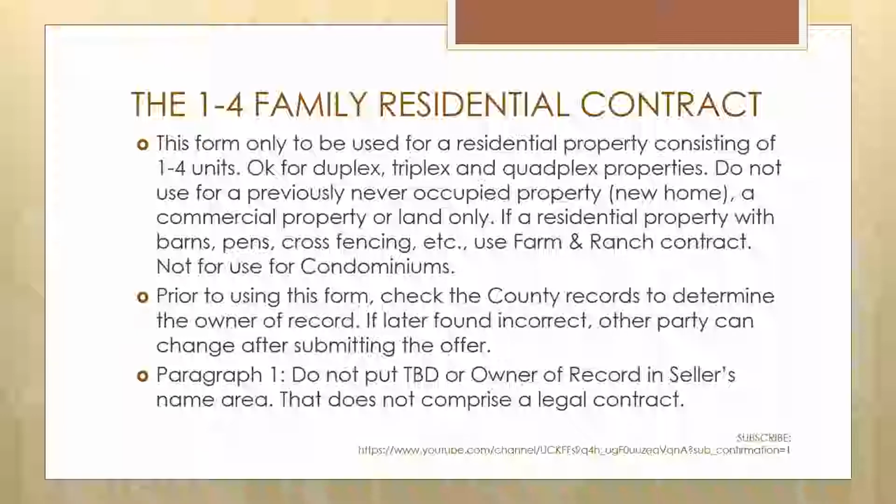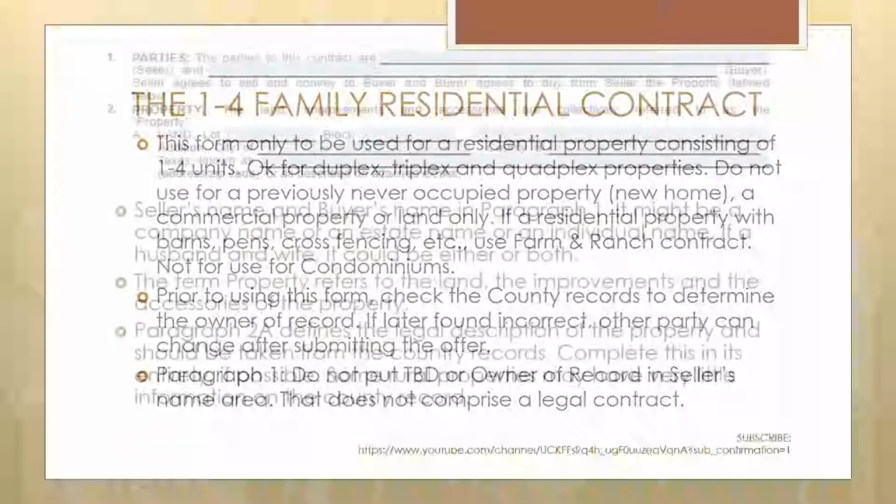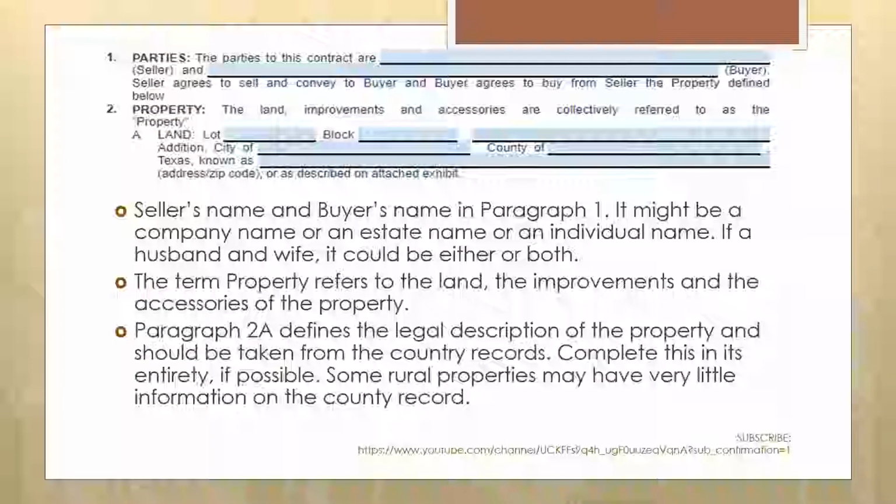Paragraph 1: do not put TBD or owner of record, which I've seen, in the seller's name area. That does not comprise a legal contract. You need to have a seller's name and a buyer's name in paragraph 1. Now, it could be a company name or an estate name or an individual name. So if husband and wife, it could be either or both.